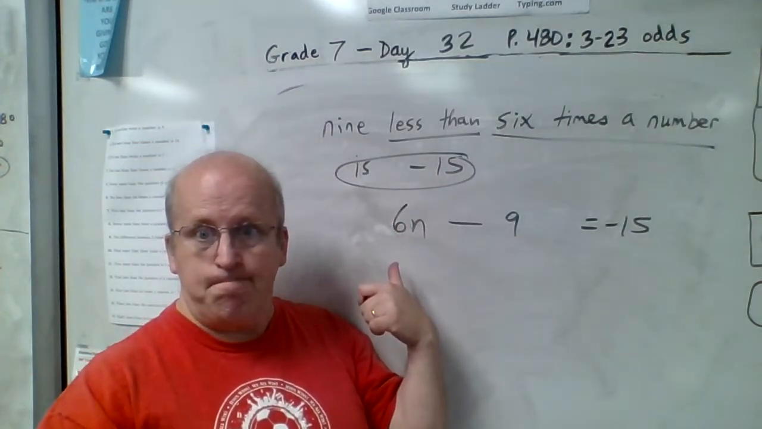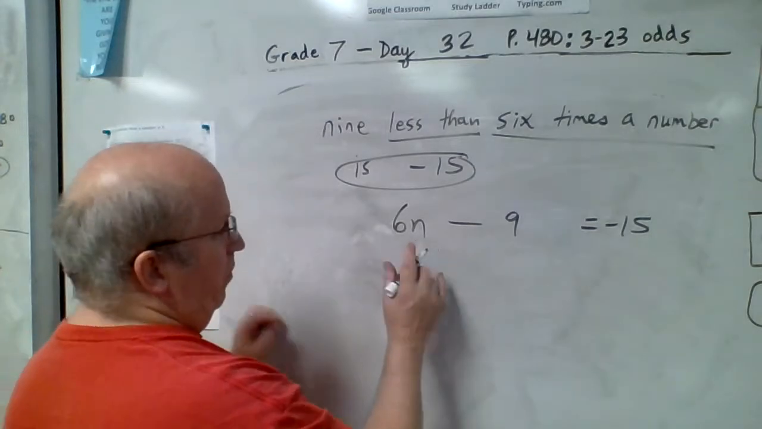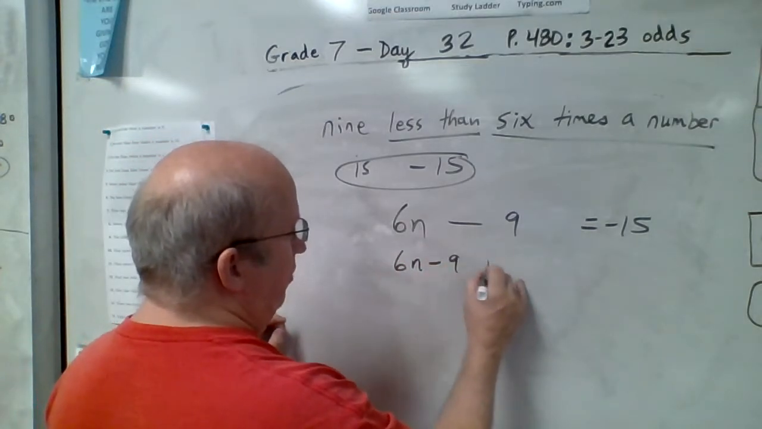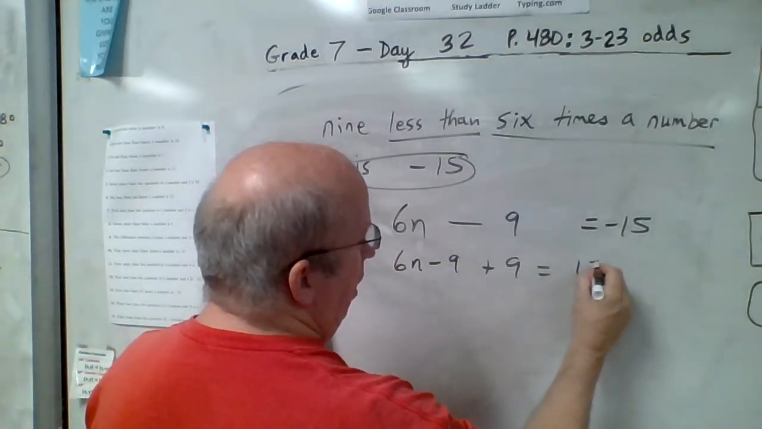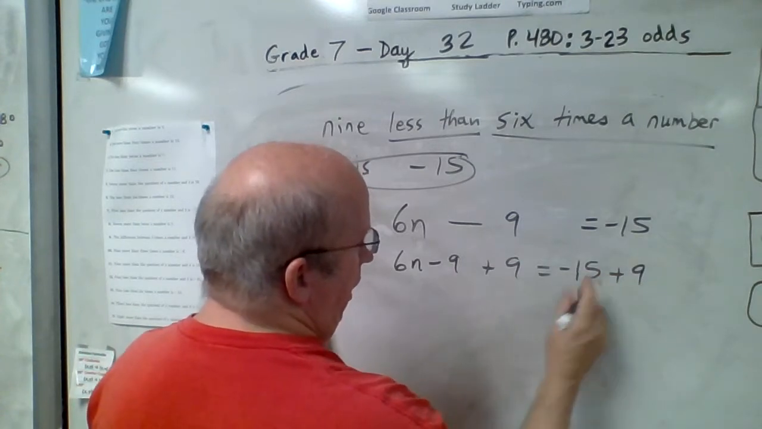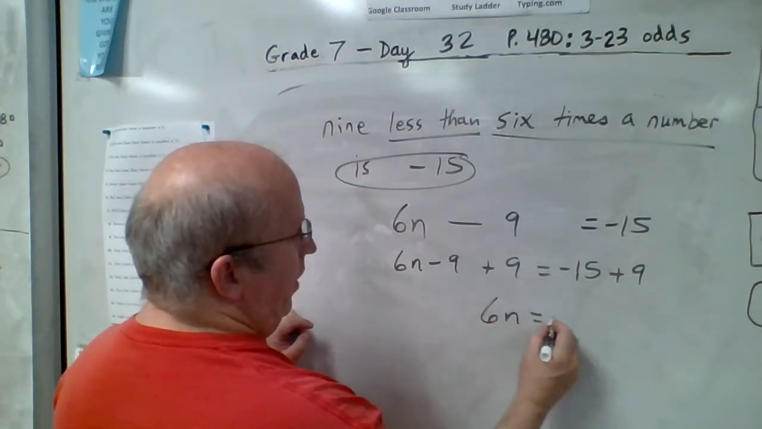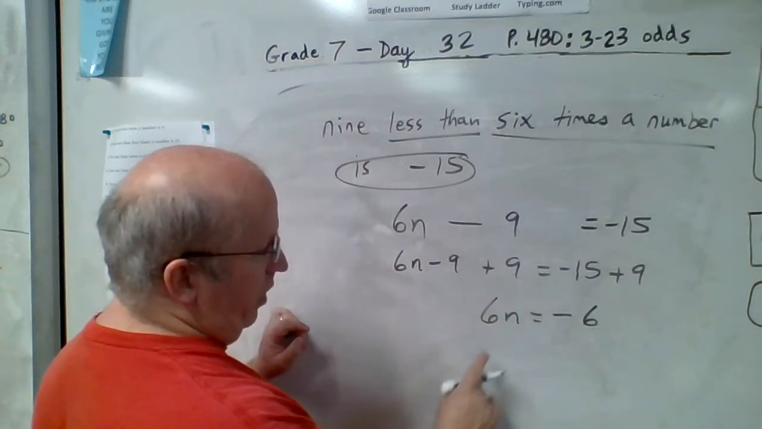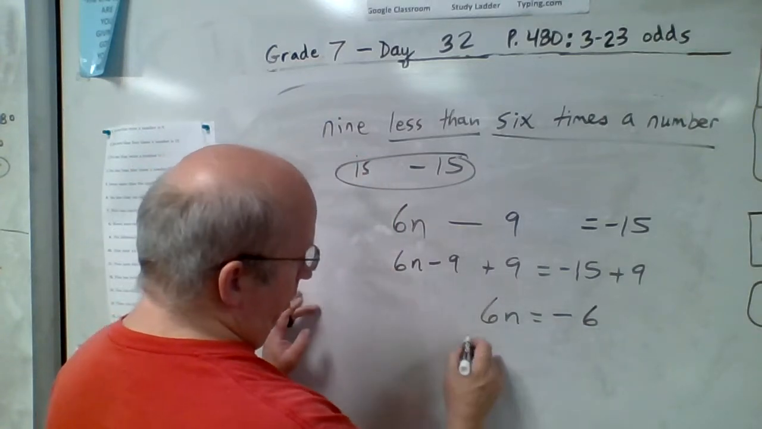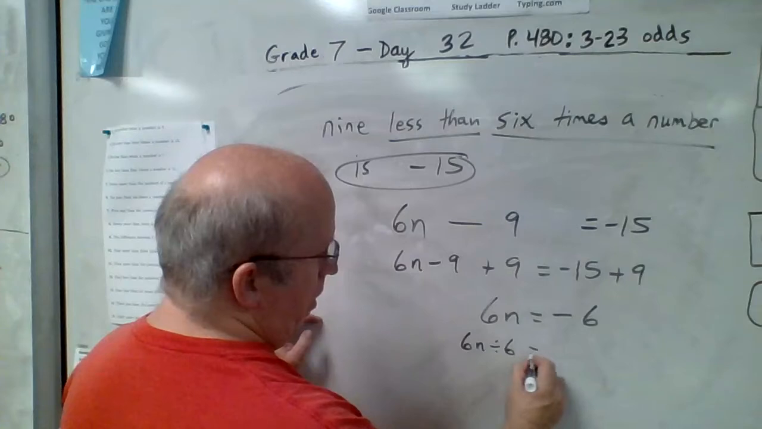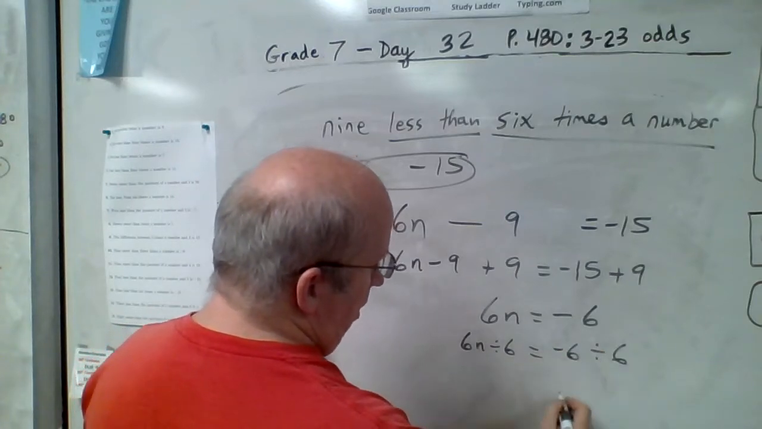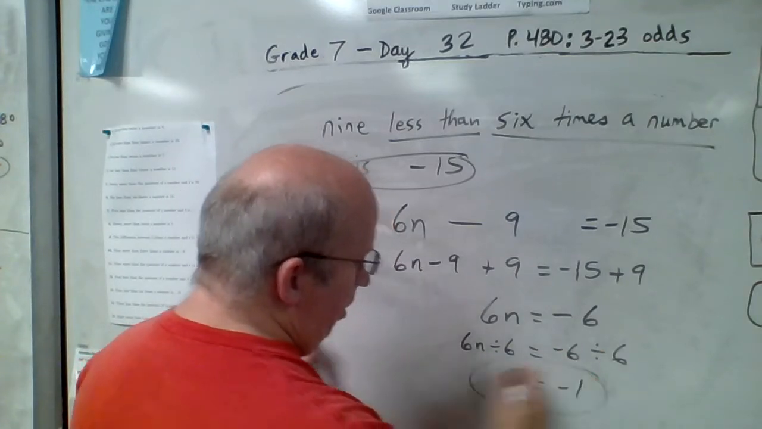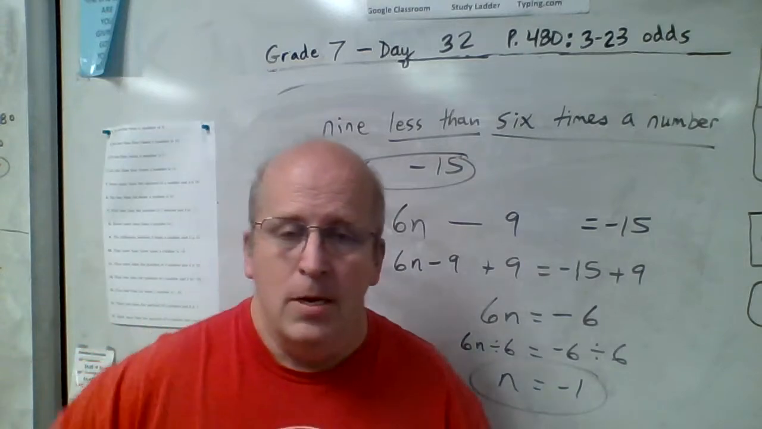There's our equation. How do we get n by itself? Let's do the opposite of subtracting 9. Adding 9. And then let's simplify. And then let's do the opposite of multiplying by 6. Dividing by 6. And we get an n value equal to negative 1.